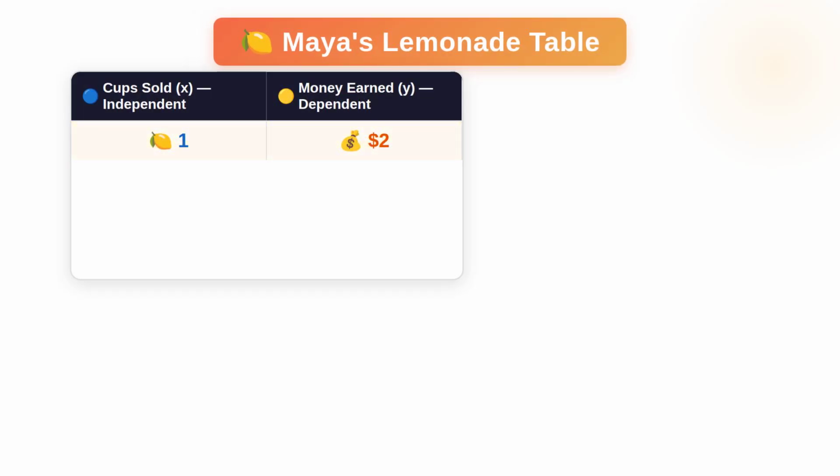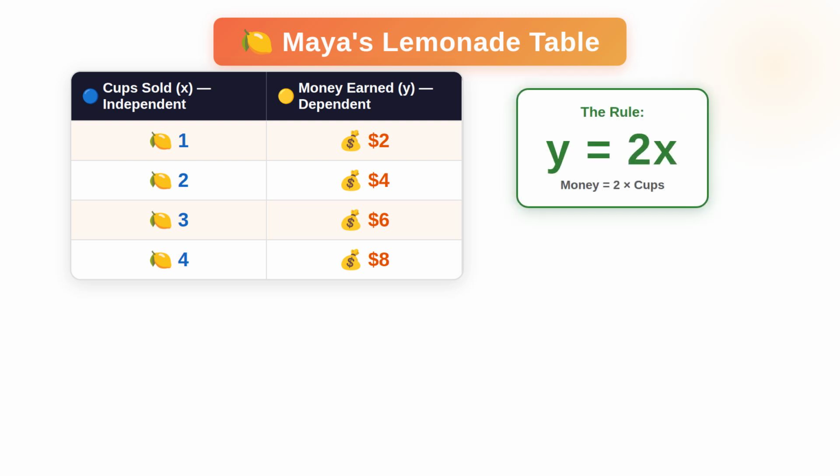Let's look at Maya's actual lemonade data. She charges $2 per cup. When she sells 1 cup, she earns $2. When she sells 2 cups, she earns $4. 3 cups gives her $6, and 4 cups gives her $8.